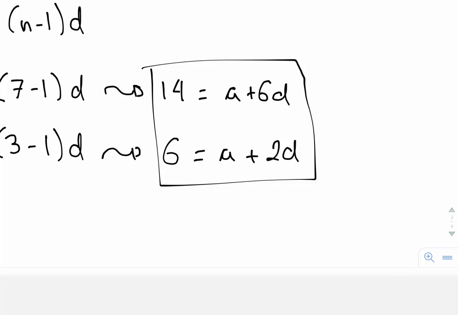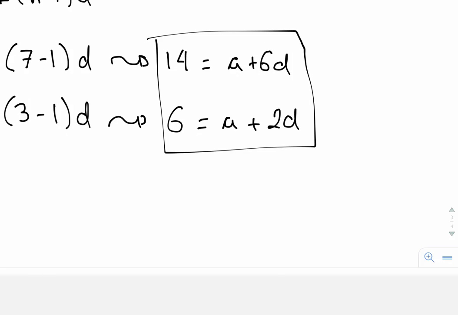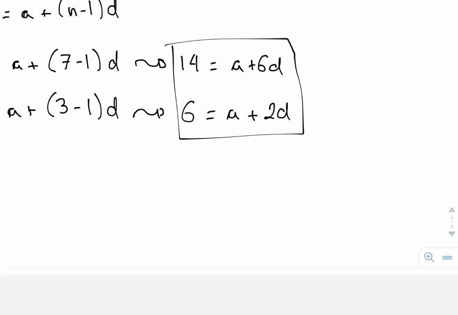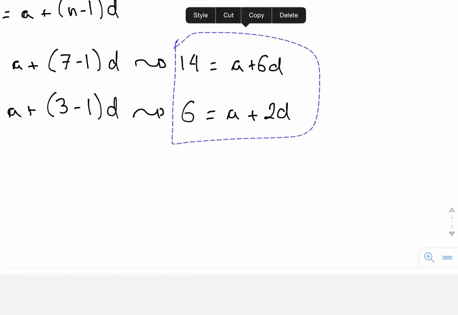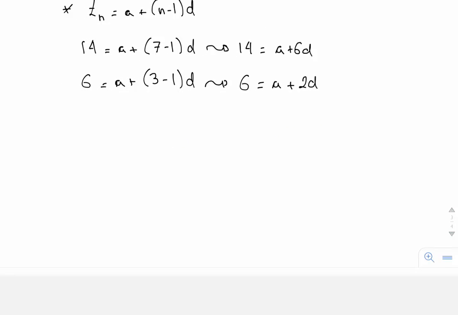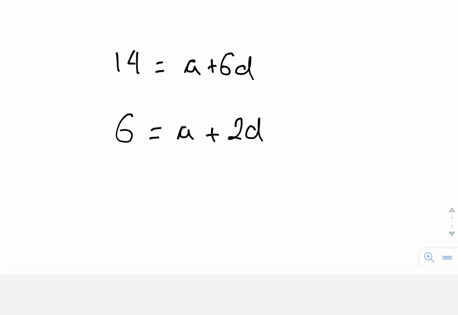In this case, I think I'm going to choose elimination because what I want to do is eliminate the a. Notice how the a has nothing in front of it, so I can subtract expressions together and see what I end up for the d. Take these expressions, copy them, bring them over here, and what I'm going to do is perform a subtraction on both these equations.